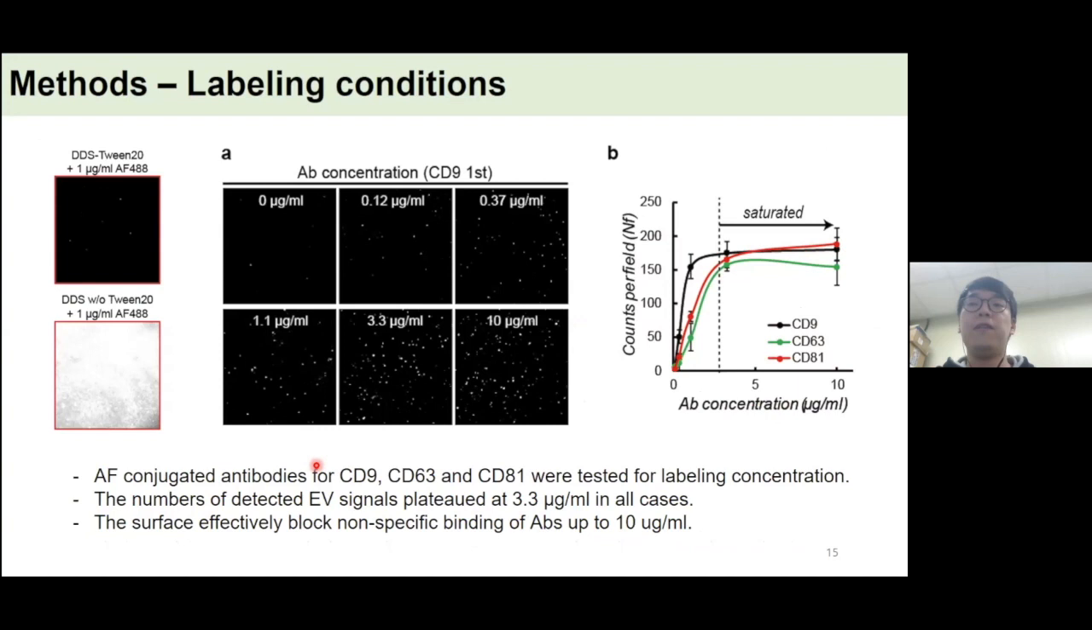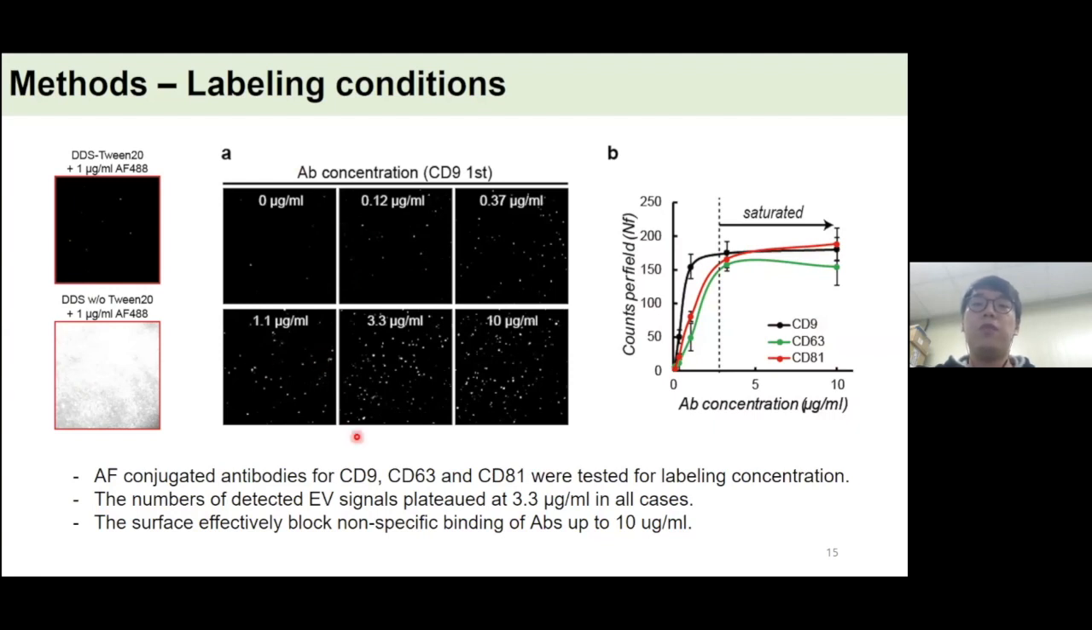And then we tested the antibody-repelling ability of the Tween-passivated surface. As you can see in the images on the left side, the Tween-passivated surface dramatically reduced non-specific binding of fluorescent antibodies compared to the control glass. So next, we optimized the antibody labeling conditions using HEK-293 EVs, which were isolated using differential ultracentrifugation.